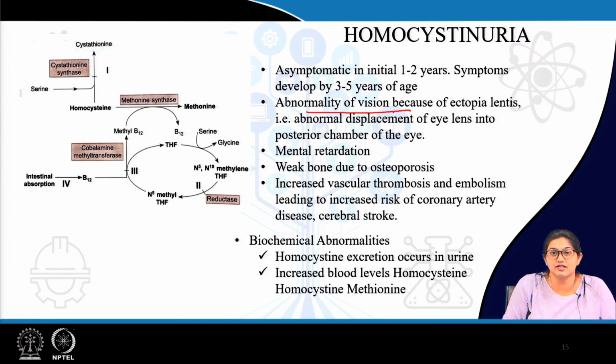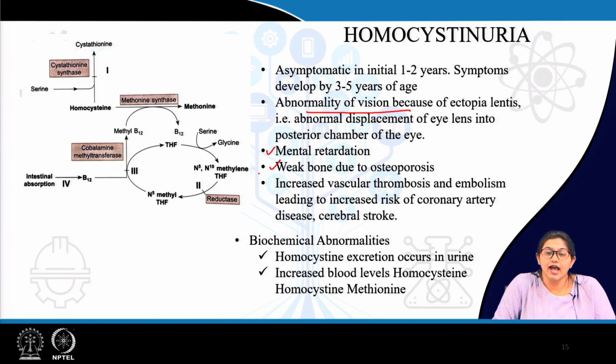Now, what is ectopia lentis? It is basically the displacement of the eye lens, to the posterior chamber of the eye. For that, there is a disorder in vision. Then there is mental retardation, bones are weak due to osteoporosis, and there are also chances of thromboembolism due to coronary artery disease or cerebral strokes. Why there is an increased risk of thromboembolism in homocystinuria, we will discuss in further slides.